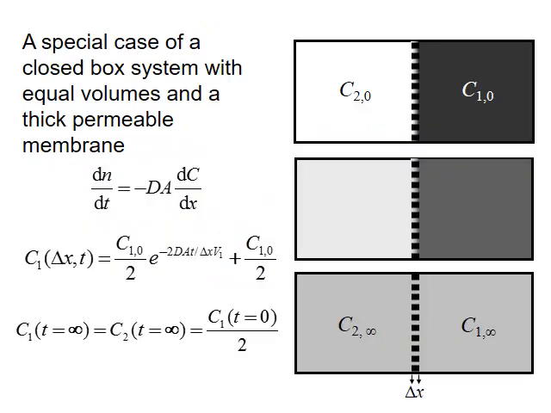If we look at a special case where we have a box with a barrier dividing two parts of the box, and in the initial conditions the concentration of one area is 0 and the concentration in the other area is C, over time we will have a diffusion of particles from the area of high concentration to the area of low concentration, and the rate of diffusion will depend on the thickness and the permeability of the membrane.